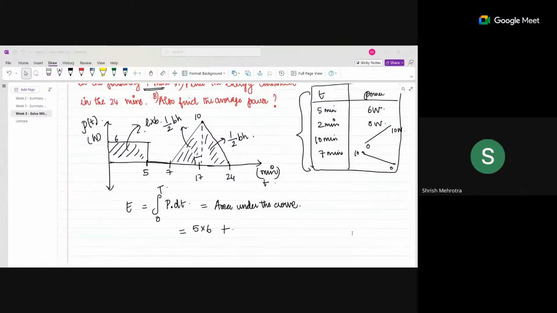I went for average power. For average power, we have to divide this energy by the total time. So, ma'am, the average power will be around 4.8. Precisely it is 4.79. So in the exam, do we have to give 4.8 or 4.79 after rounding off?